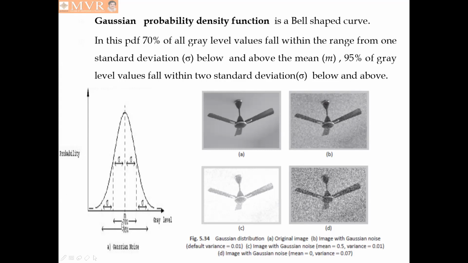Here you can see 70% will fall within one standard deviation above and below the mean value m, and 95% of the gray level values fall within the 2 standard deviations. Here is 1 standard deviation sigma, another standard deviation sigma, 1 standard deviation below and 1 standard deviation above.